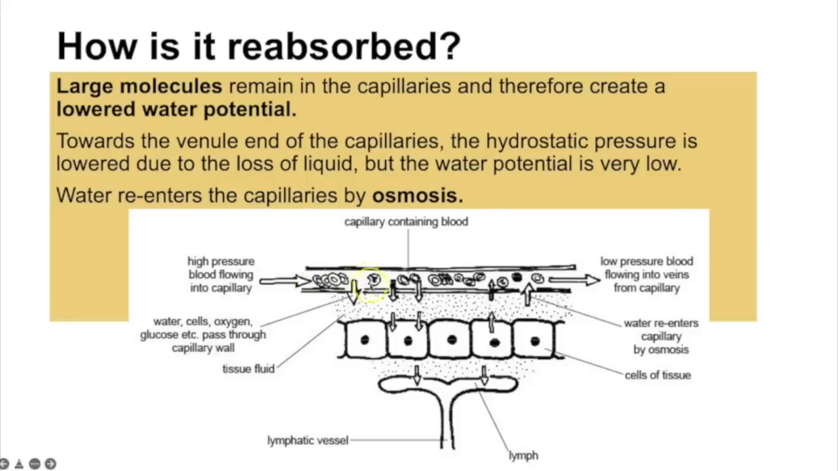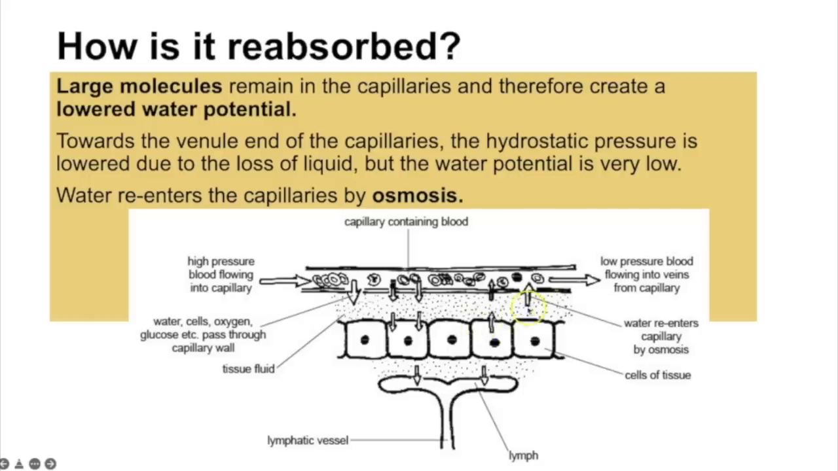the hydrostatic pressure has decreased, and that's because so much liquid has been forced out. The pressure within the capillary has now dropped by the time we've got to the venule end of the capillary. However, we don't have as much liquid, but we have lots of those large proteins that have remained behind, which has lowered the water potential of the blood in the capillary compared to the water potential in the liquid surrounding the cells, which is the tissue fluid.